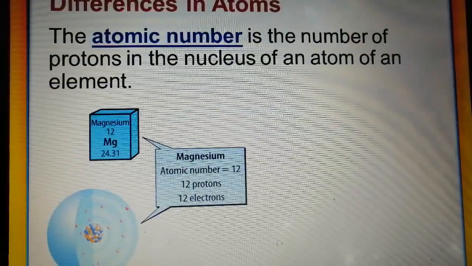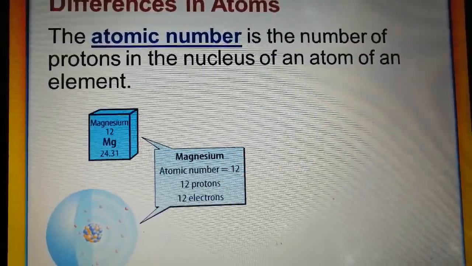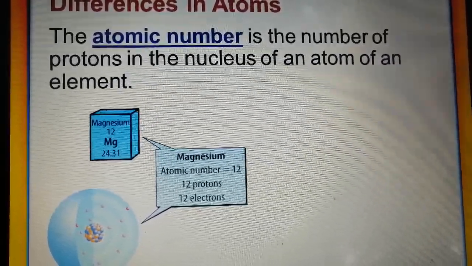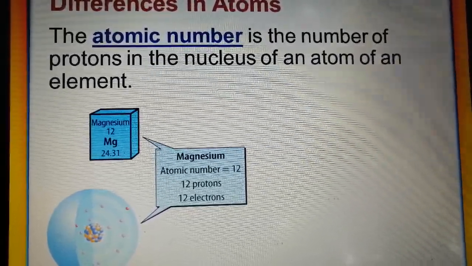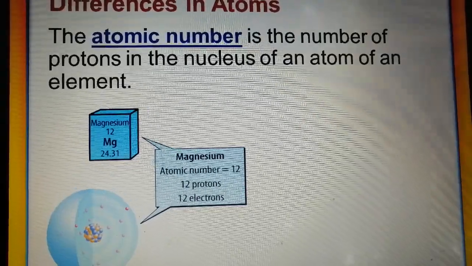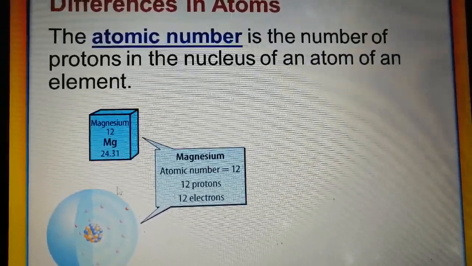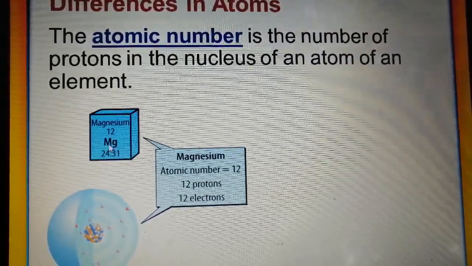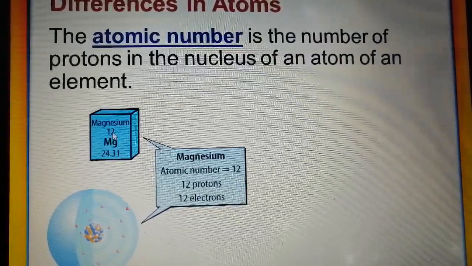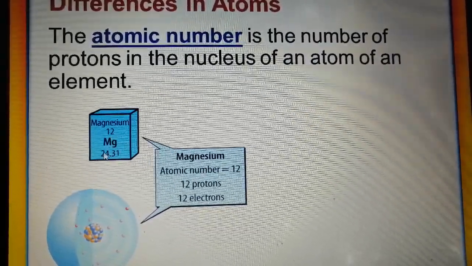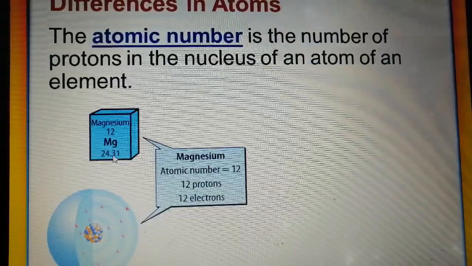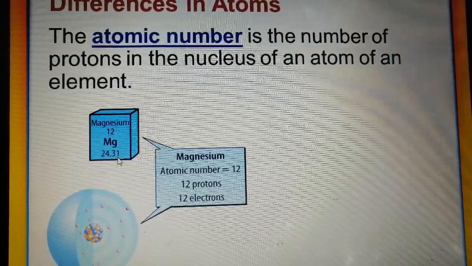Differences in atoms. We have two numbers. The first number is called the atomic number, and the second one is called the mass number. Look at this atom here, Mg, this is the symbol of the atom, and 12 here is called the atomic number, and 24.31 is called the mass number.